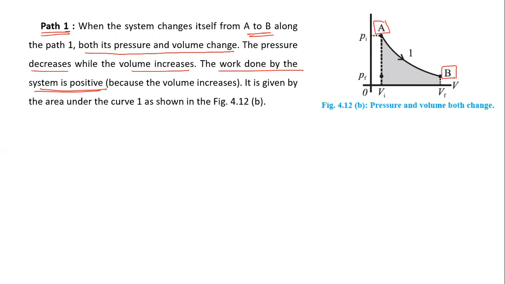And that work done you can find out by the area under curve 1. By finding this area, you can find out the work done by path 1, meaning the work done to change the state from initial to final.